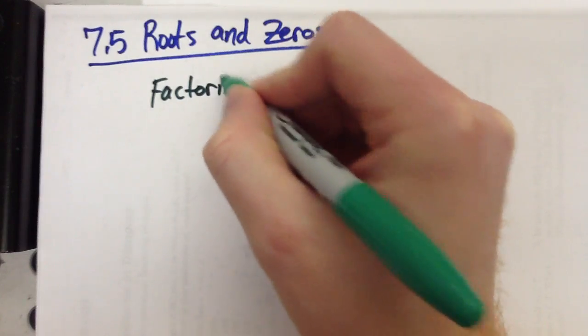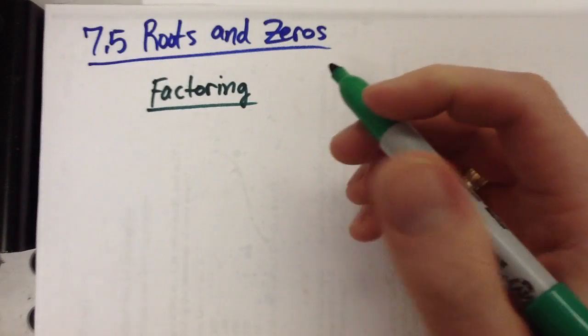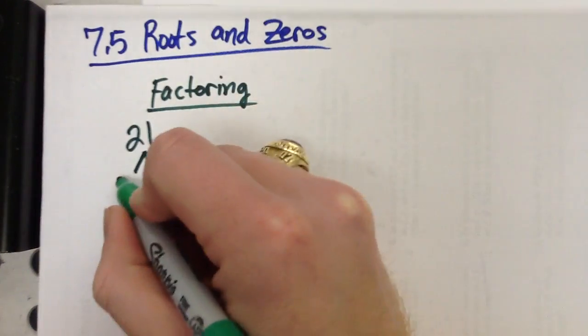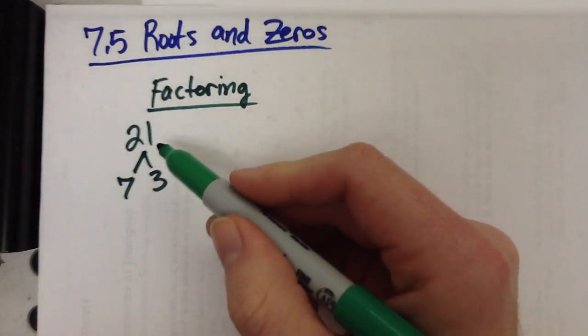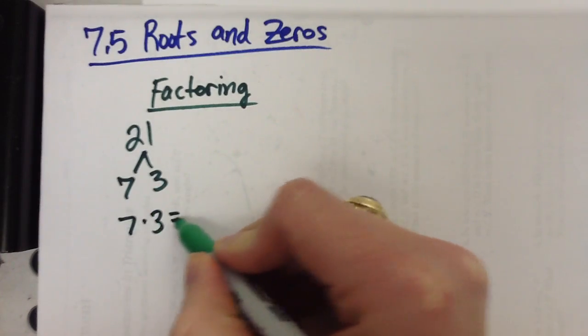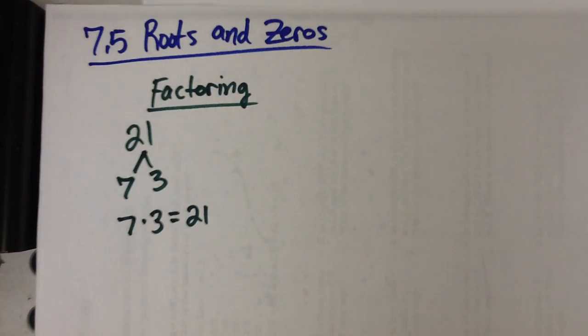Let's talk about factoring real quick. And a lot of y'all are still having trouble with factoring. It is, for better or worse, one of those skills you'll have to master if you're going to pass this class. But the main idea of factoring is you take a number, you break it into smaller pieces, and if you were to multiply those pieces together, you would get what you started with.